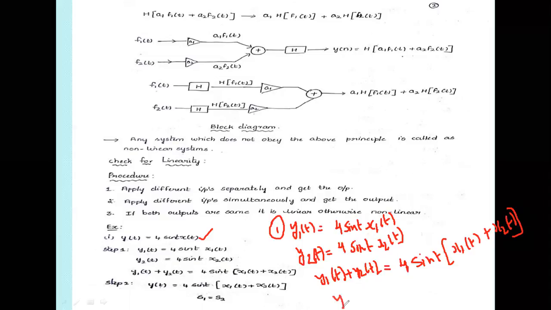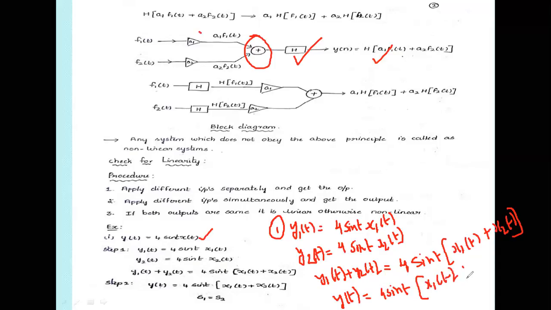So what is y of t? Directly I am taking y of t is equal to 4 into sine t. Add the two terms before giving to the system. Before giving to the system, add two signals and get the response. Okay, it is x1 of t plus x2 of t.